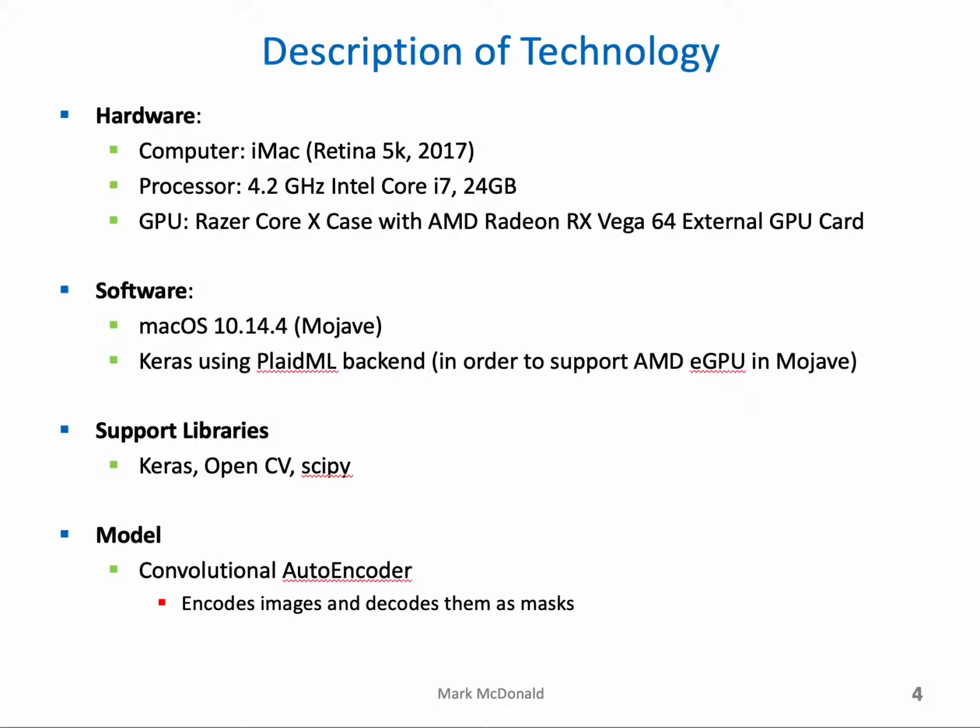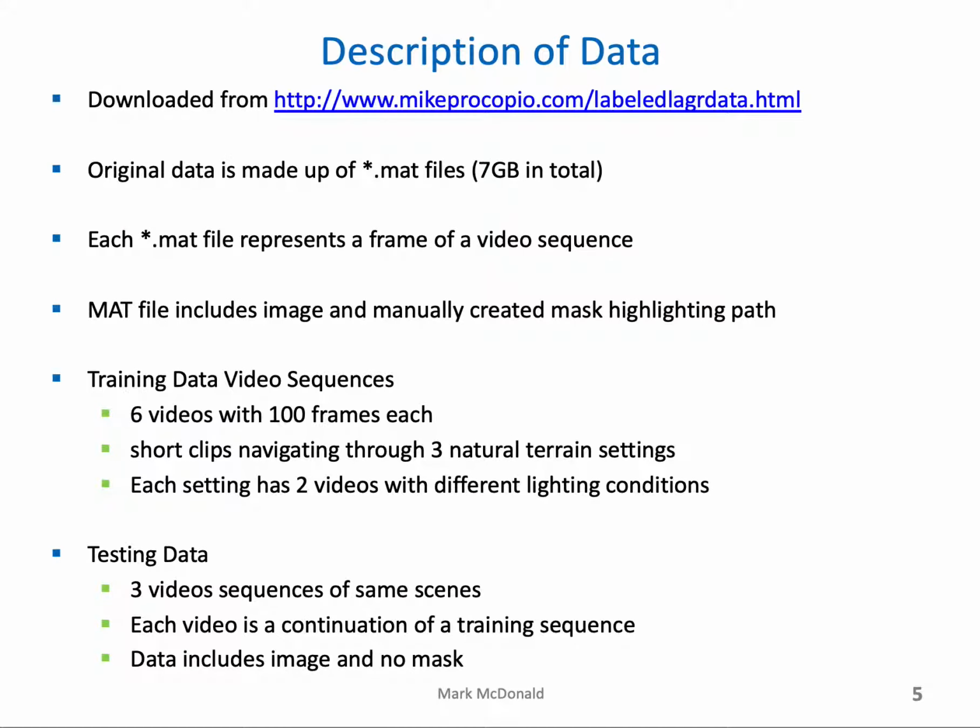And the model that I ended up using is a convolutional autoencoder where we encode images and decode the image into a mask. The data that we'll be using comes from the project linked to at the top of the slide here. It's 7 gigabytes of data, which is quite extensive. It's composed of MAT files, which are basically dictionaries of data.